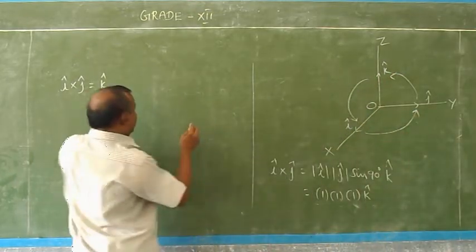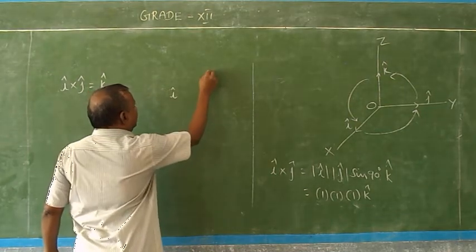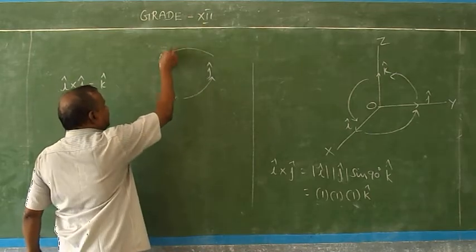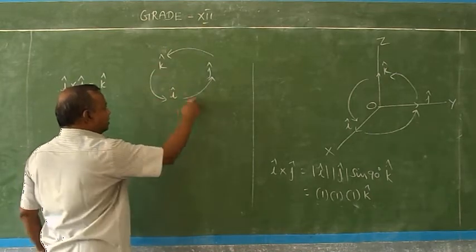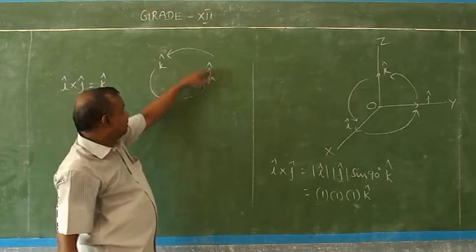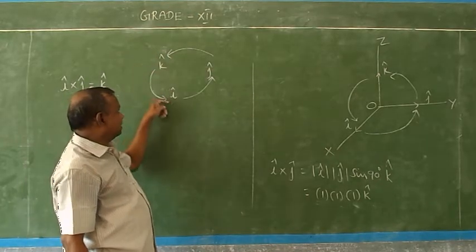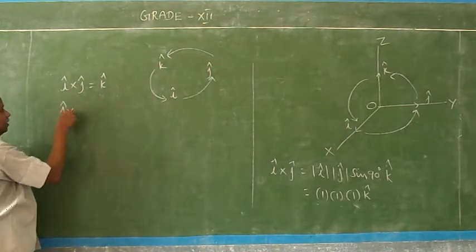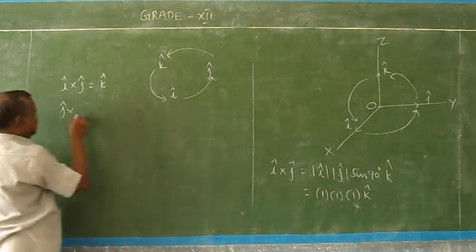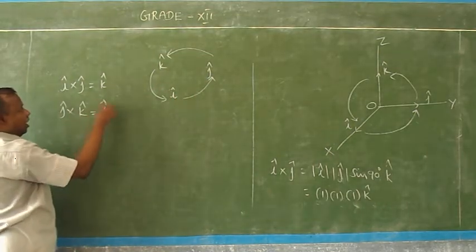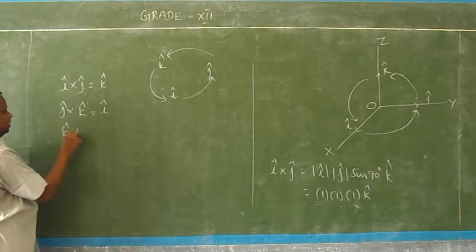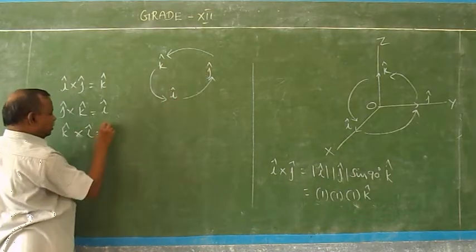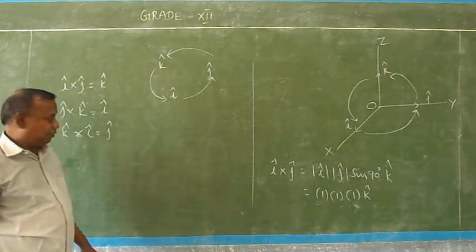Now write like this: i cap, j cap, k cap, and mark it in the anti-clockwise direction like this. i cross j equal to k, j cross k equal to i, k cross i equal to j. That is, i cross j equal to k and j cross k equal to i, and k vector cross i vector equal to j. Now consider the commutative property.